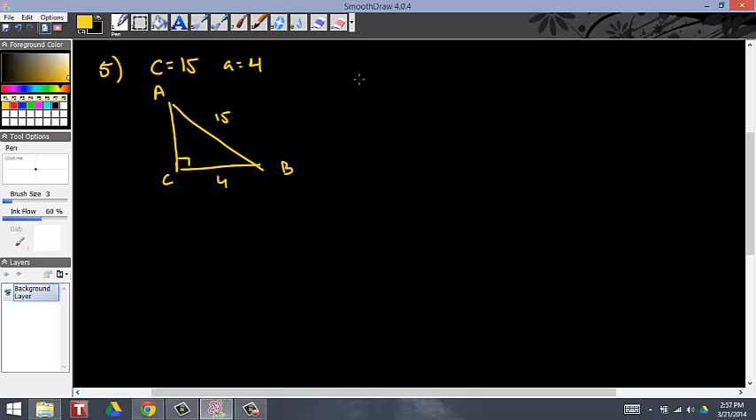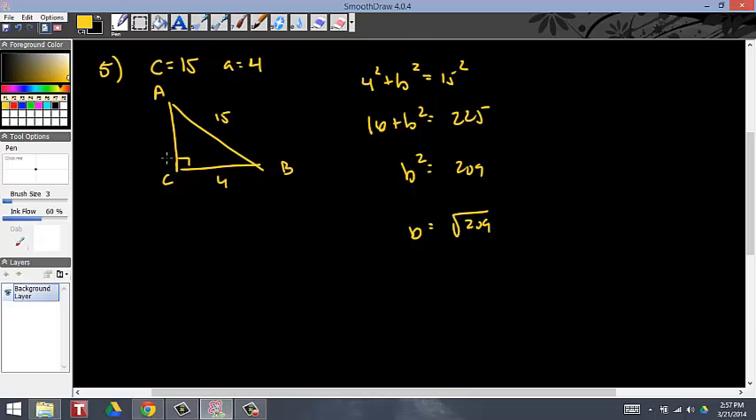Use the Pythagorean theorem. 4 squared plus B squared equals 15 squared. B squared equals 225 minus 16, which is 209. And then B equals rad 209. So that's what this is.